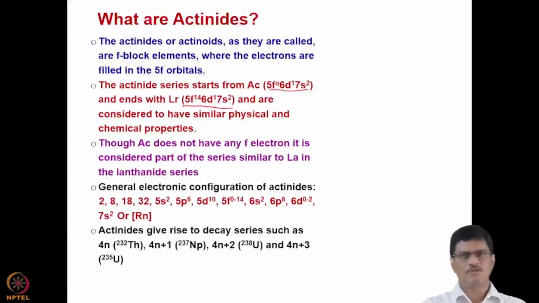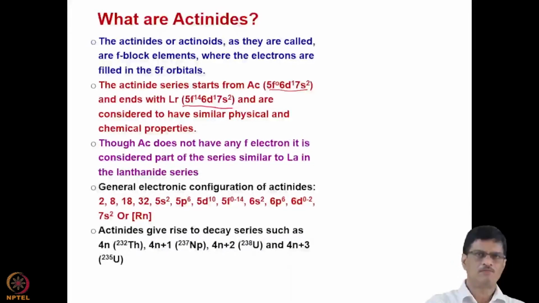Mostly the later part of the actinides have similar chemical and physical properties. Though actinium does not have any f electrons, it is considered part of the series, similar to lanthanum in the lanthanide series. The general electronic configuration of the actinides is given here.